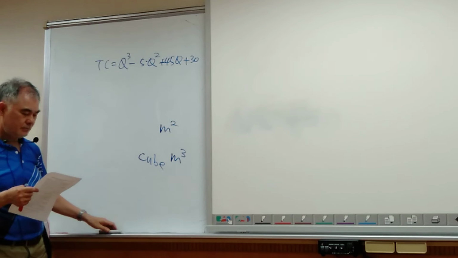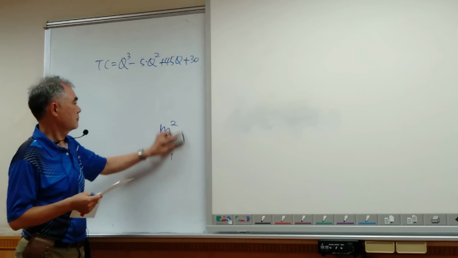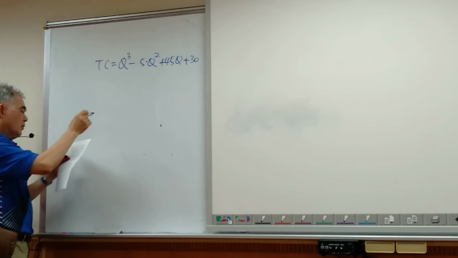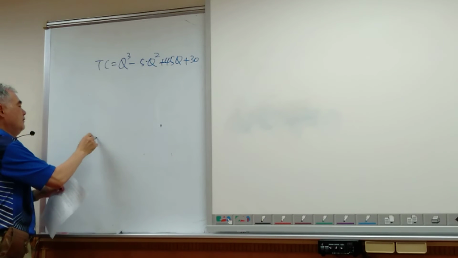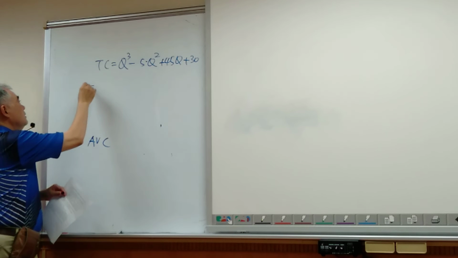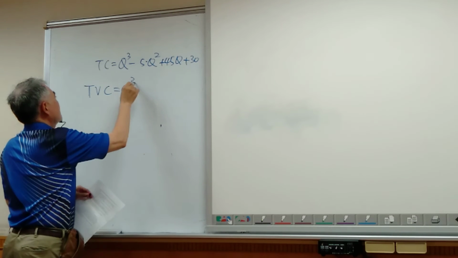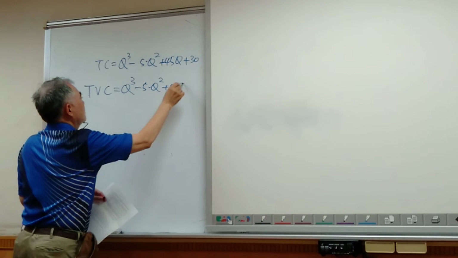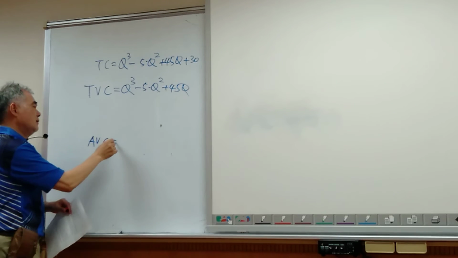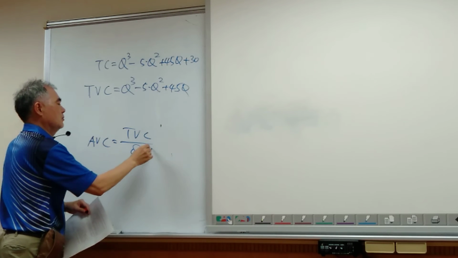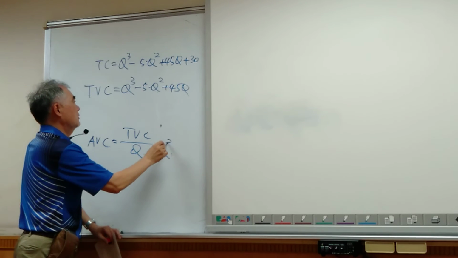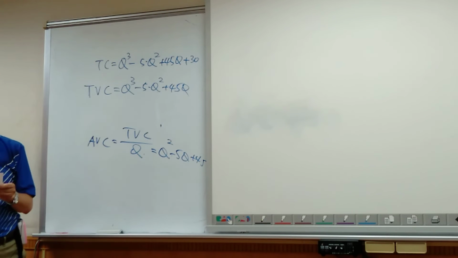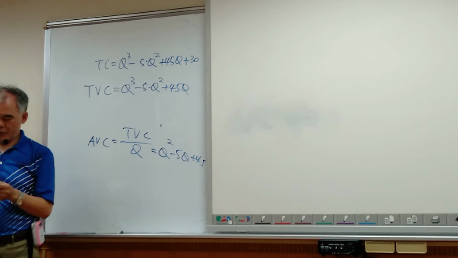From question 14, ABC is Q squared minus 5Q plus 45. The question asks for ABC, right? So first you get TVC. TVC is equal to Q cubed minus 5Q squared plus 45Q, right? And what's ABC? ABC is TVC divided by Q, right? So it's going to be Q squared minus 5Q plus 45. Okay, so it should be easy. The answer is D.